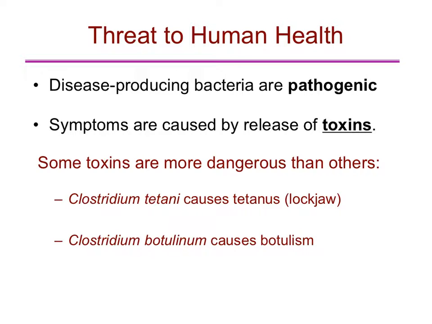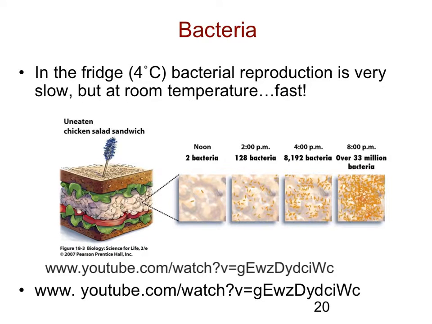Of course, there's all sorts of different bacteria that cause different things. But probably one of the common ones is tetanus. You could probably get a shot for that. Botulism is a toxin that also kills lots and lots of birds, avian botulism. Now, bacterial reproduction is slower when it's cold, so that's why you don't want to leave your uneaten chicken salad sandwich out in the sun. And they reproduce very, very rapidly.